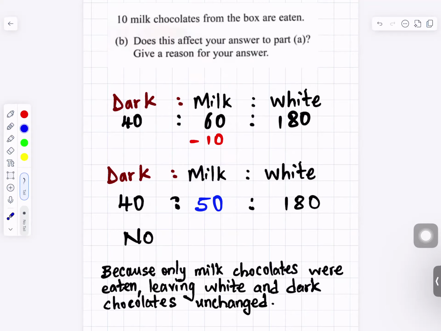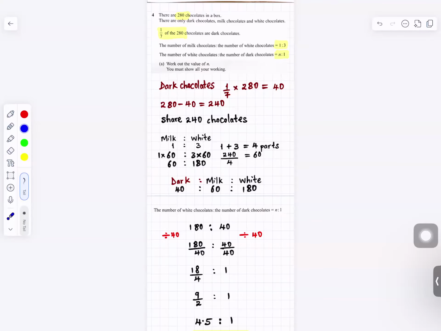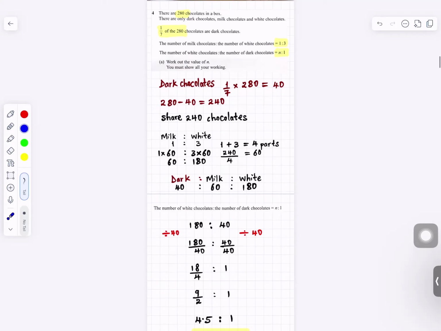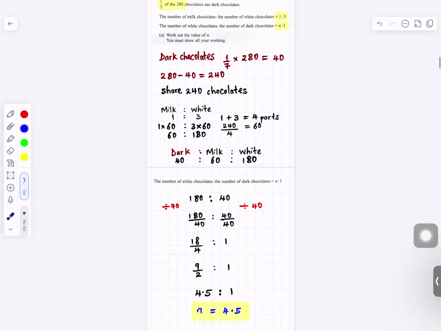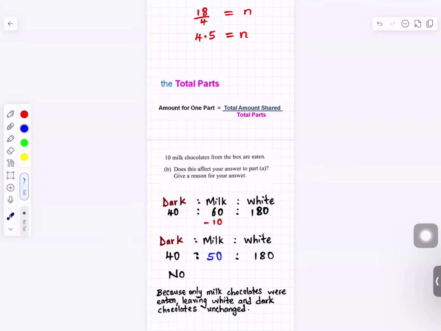Does it affect the ratio? No, because only milk chocolates were eaten. You only ate milk chocolates, so you leave the white and the dark chocolates. It didn't change the white and the dark chocolates, so the answer would be unchanged. So that's the answer for question 4. And if I scroll up, you get 4.5, and that's the bottom part for part B.